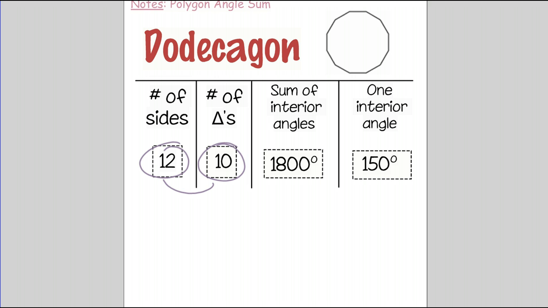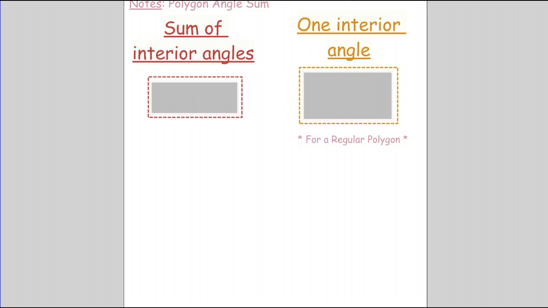Okay. Look at your number of sides and then the number of triangles. Do you see how it's minus 2 every time? 3 minus 2 is 1. 4 minus 2 is 2. 5 minus 2 is 3. 6 minus 2 is 4. So, how do you find how many degrees are in a polygon? Well, you take the number of sides, you subtract 2, and then you multiply it by... How many degrees are in a triangle?